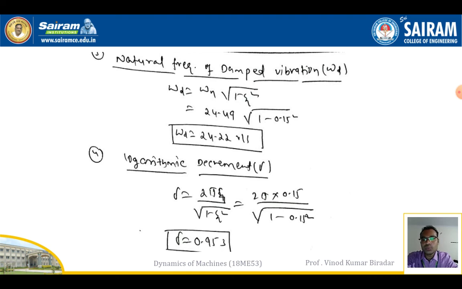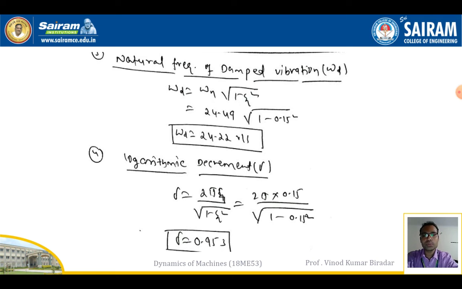Last, the fourth one, is the logarithmic decrement, denoted by delta. Don't get confused here: the damping is denoted by zeta and the logarithmic decrement is denoted by delta. There are three different types of formula for the logarithmic decrement, but here they have given the zeta value, so take that formula: delta is equal to 2 pi zeta divided by square root of 1 minus zeta square.